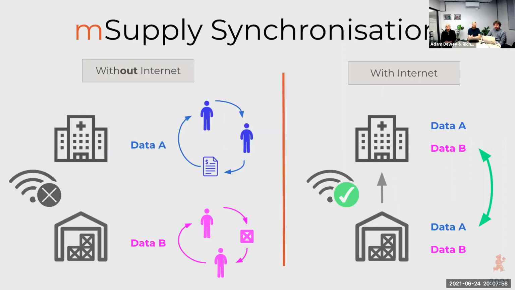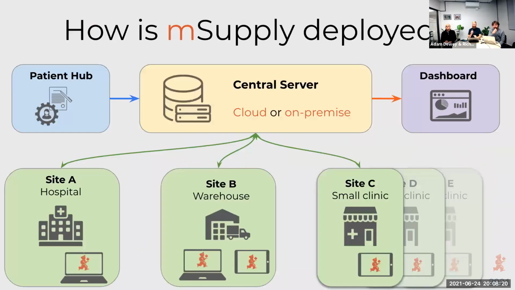I talked about this briefly earlier. This is the synchronization. So on the left, we've got a situation where the internet's gone down, but all the people in the hospital in the blue can carry on doing their daily operations. And all the people in the pink in the warehouse can carry on doing their daily operations. And then on the right, when the internet connection is restored, then the data is made good between the two different sites.